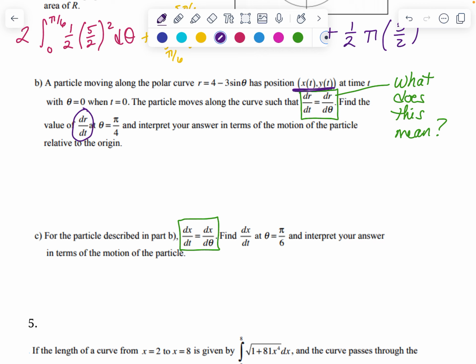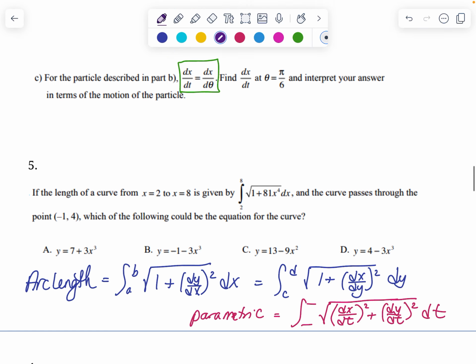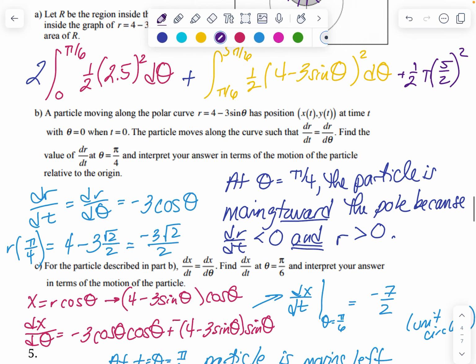And so that should be easy because we have an equation that relates r and theta, so it's just taking a derivative. And then they want you to evaluate that derivative at pi over 4 and then say what it means. Okay, I'm going to use previous writing just to speed things along.